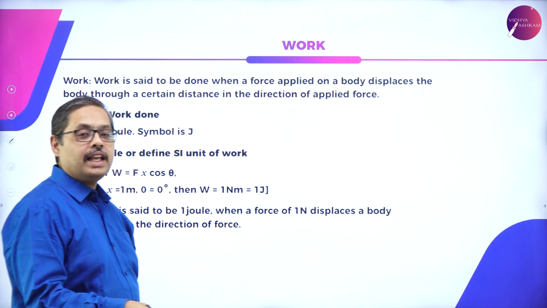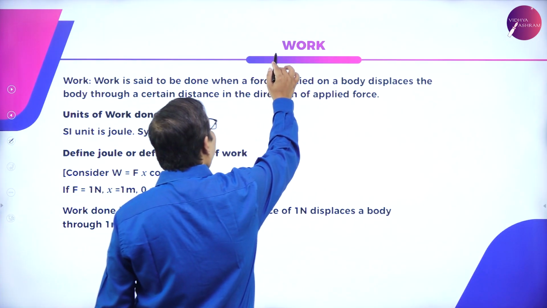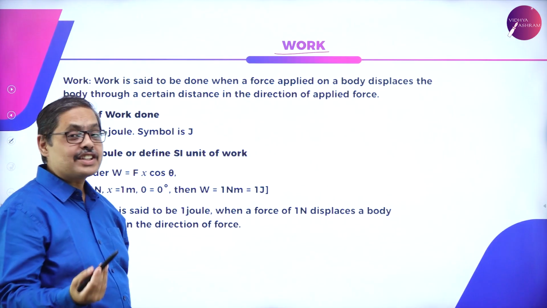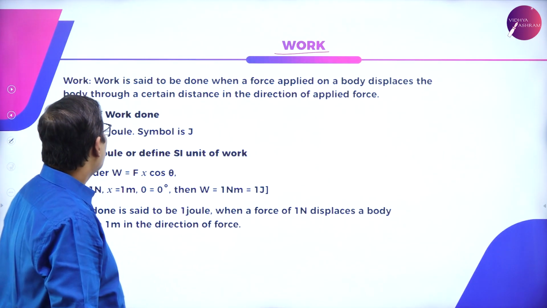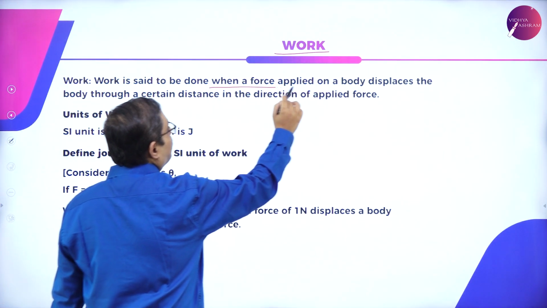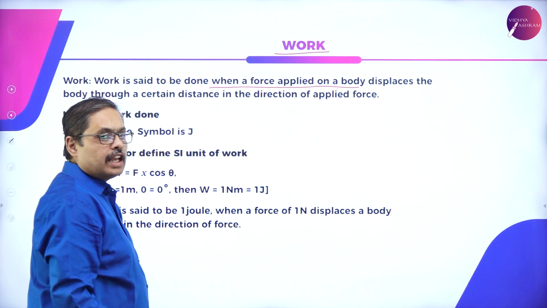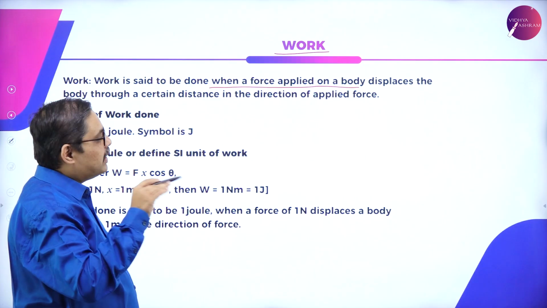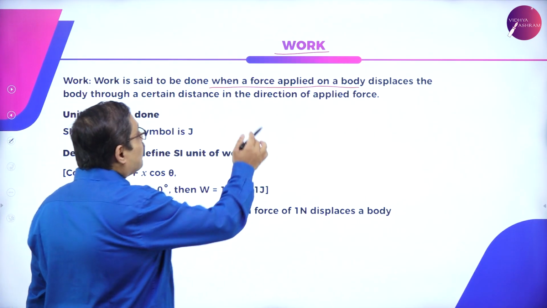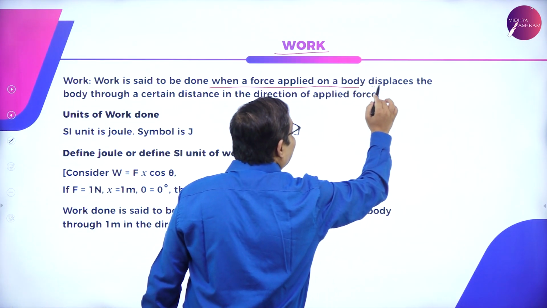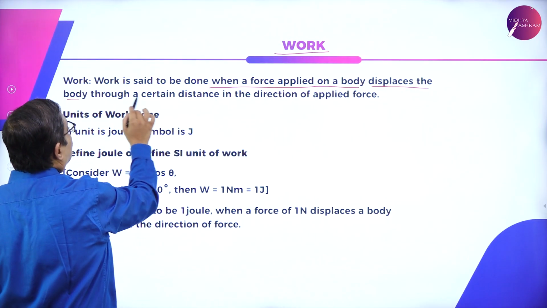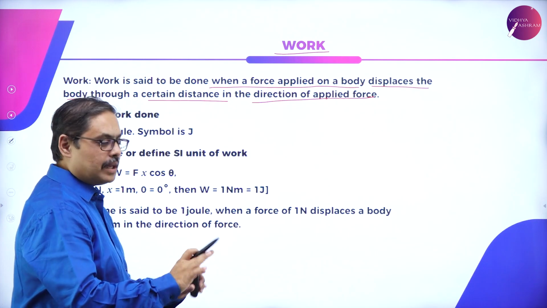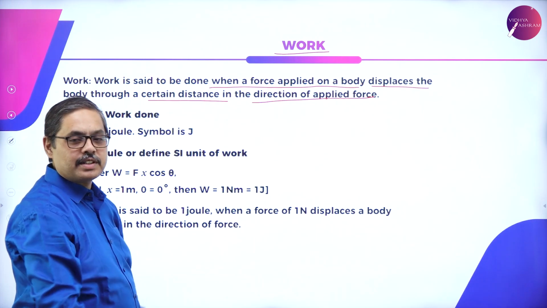Now let us come into the topic. We said that this chapter is named work, energy and power. Let us check what is work first. Work is said to be done when a force is applied on a body. Okay. If I push a table, the force is the pushing force. What is the body? The body is the table. When a force applied on a body displaces the body through a certain distance in the direction of the applied force. I push a table, the table is pushed by some distance.